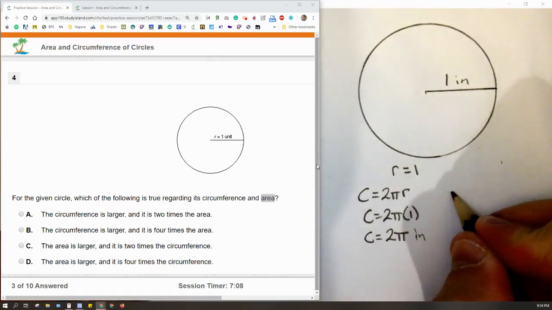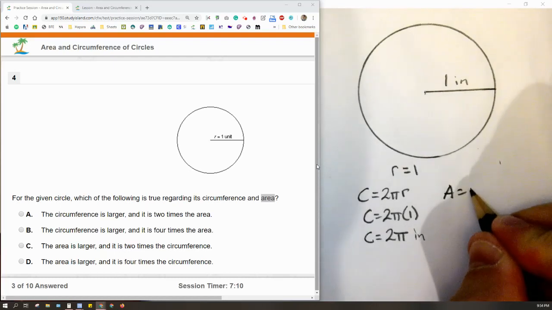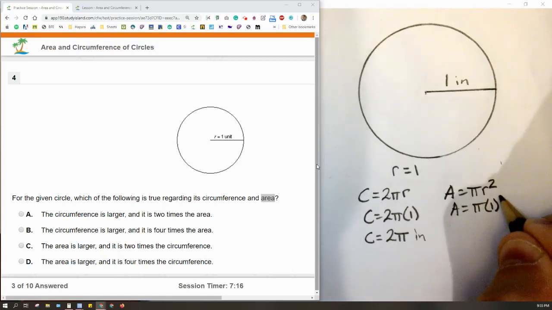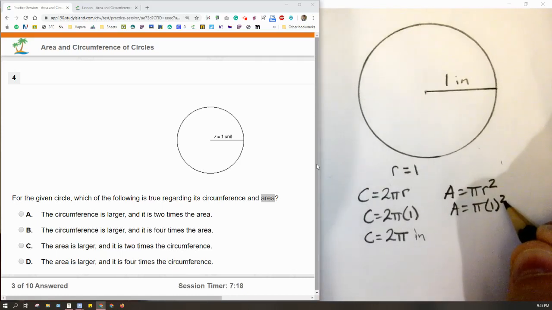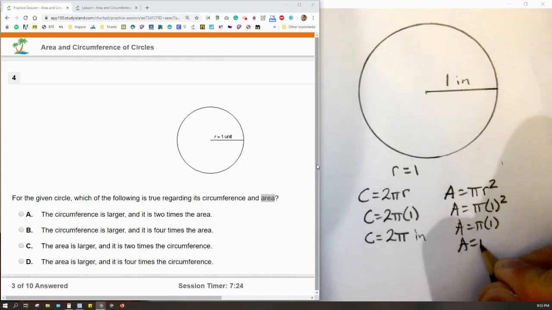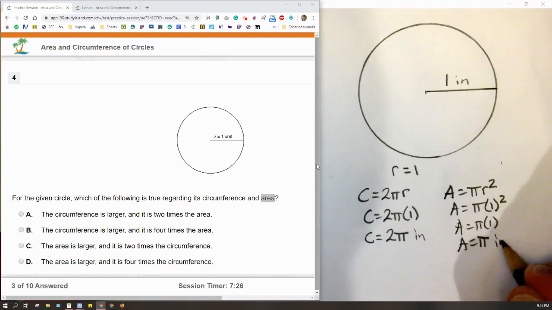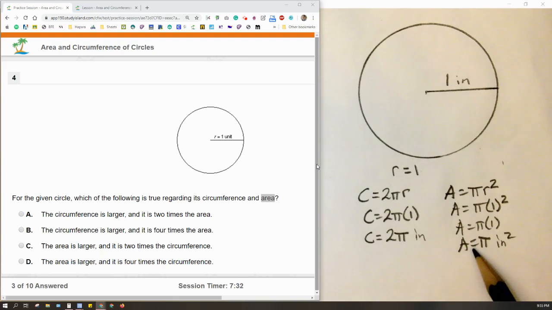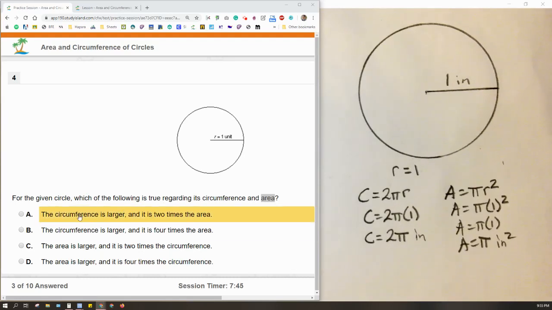What is the area? The area is equal to pi times the radius squared, so the area equals pi times 1 squared. Well, 1 squared is 1 times 1, which is 1. So the area equals pi times 1. So the area is just pi. So the area of this circle is pi square inches. So the circumference is 2 pi, and the area is 1 pi. So now what's true? What's larger, the circumference or the area? Assuming that this is inches and this is square inches, but what number is larger, 2 pi or 1 pi? Clearly 2 pi is larger. So the circumference is larger.